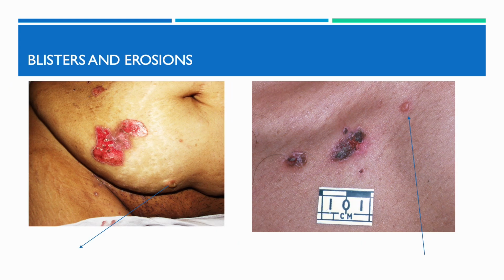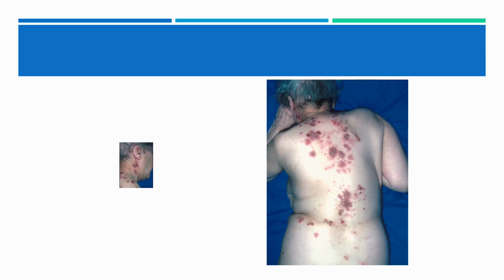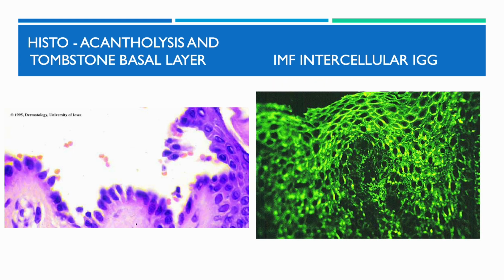Then blisters may develop on the skin. Here you can see some intact blisters indicated by the arrows, but the predominant lesions are the erosions which may crust, particularly if they get infected. Untreated, pemphigus leads to progression. Here we see someone with extending pemphigus over the scalp, in the ears and over the trunk.